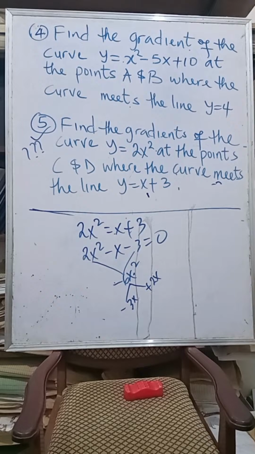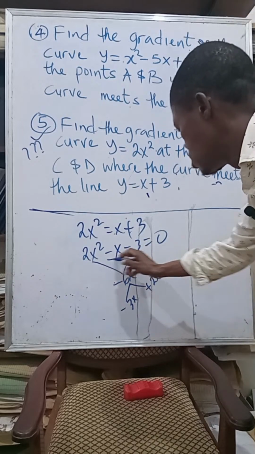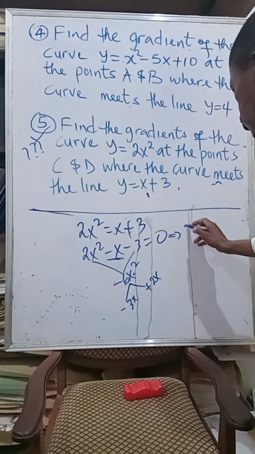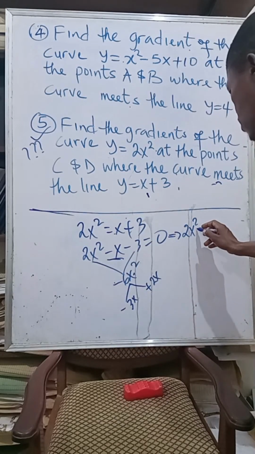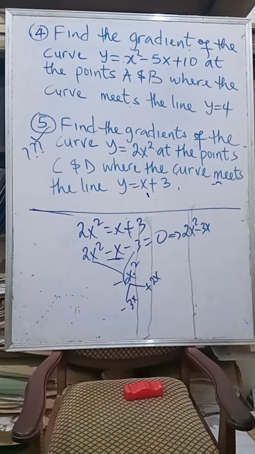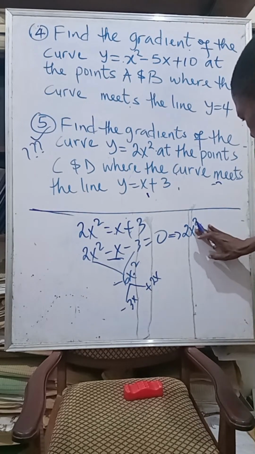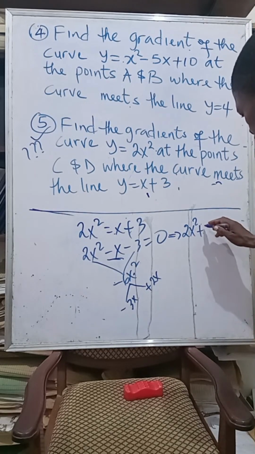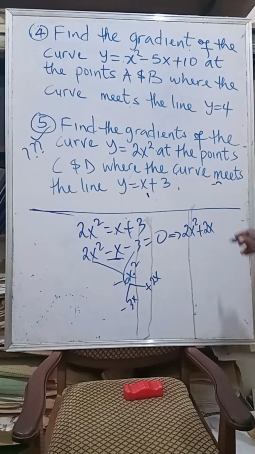Then you can now replace the middle one, and that will be equal to what? 2x squared minus 3x, let's make it plus 2x, then minus 3x, and then minus 3.